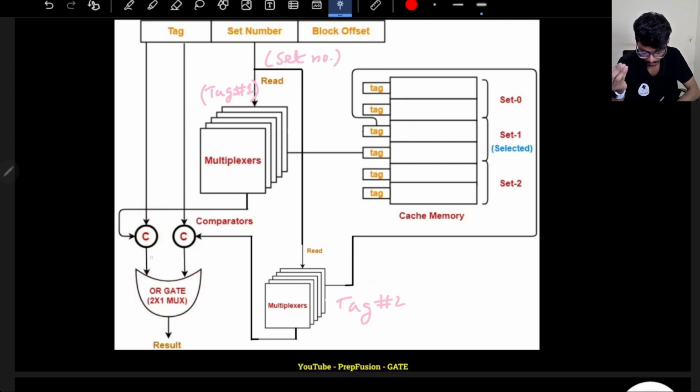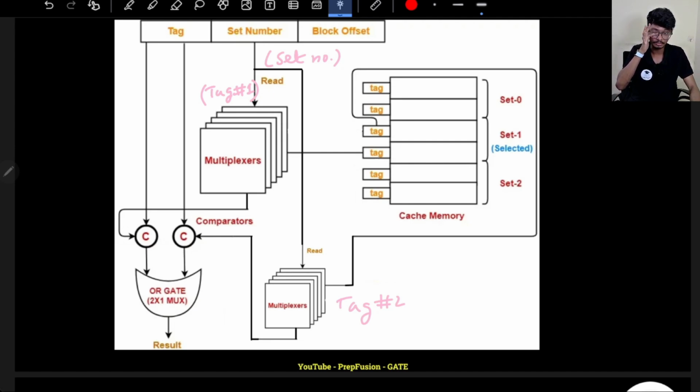Okay, if they have not matched, then both the comparators will be 0, then the result of the OR gate will be 0 only. So that's how you will match this. That's how the comparators will work. Okay, so yeah, I hope you have understood.